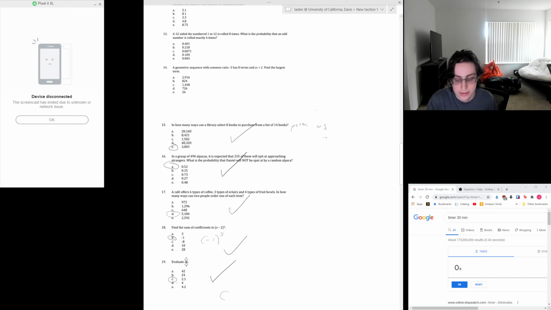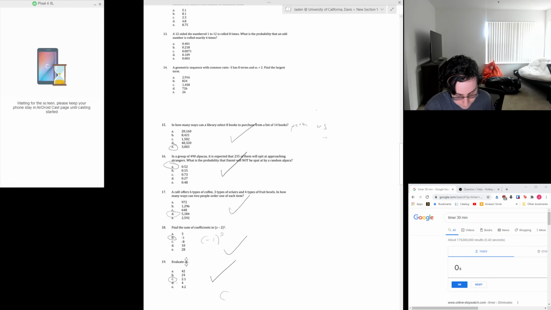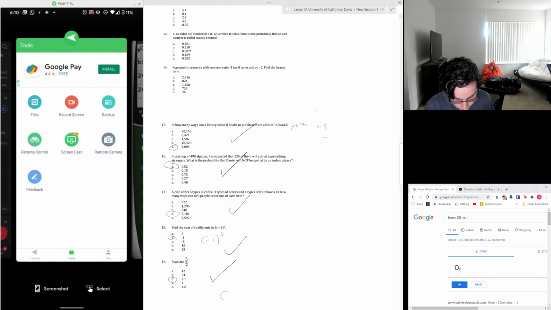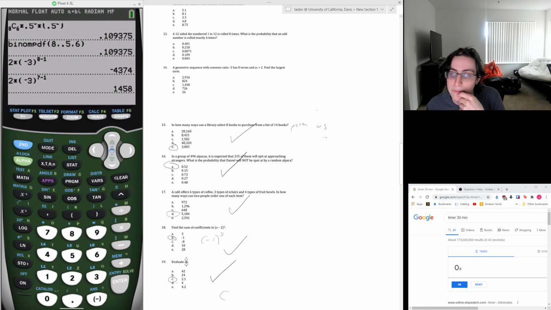Geez, my device disconnected again. I think it's because my phone unplugged. Give me a second, just checking some messages. Okay. I really need to not let my phone disconnect. That screws everything over. Start casting. Okay. And we're back. So we have permutations versus, where's my device? There we go.